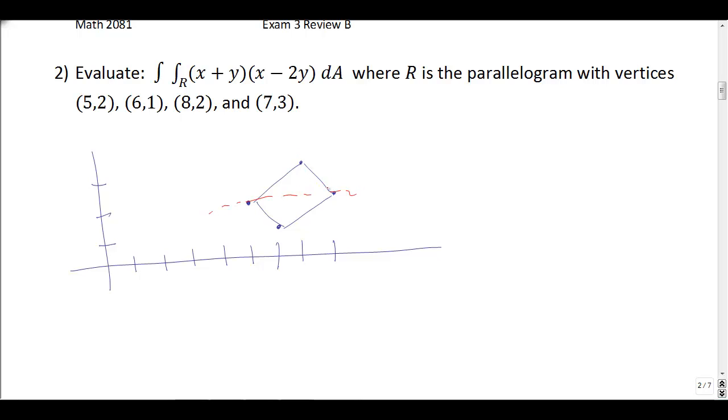You'd find the equation of this line, this line, that line, and this line, and that line. Split that into two pieces as you go along. It would work out fine. It takes a little bit of work. What I'm going to do instead is change variables.